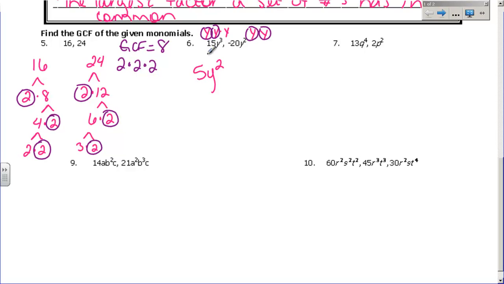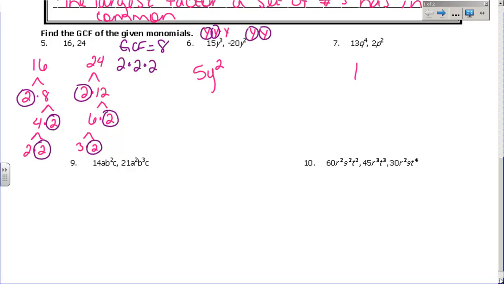So now look at number 7. Numbers first. I got 13 and 2. Well, 13 and 2 both happen to be prime. Therefore, the only thing they have in common is a 1. Now look at your variables. Q to the 4th and p squared. My 2 monomials don't have any variables in common, so the greatest common factor for these 2 is just 1. That's the only thing they have in common, is a 1.